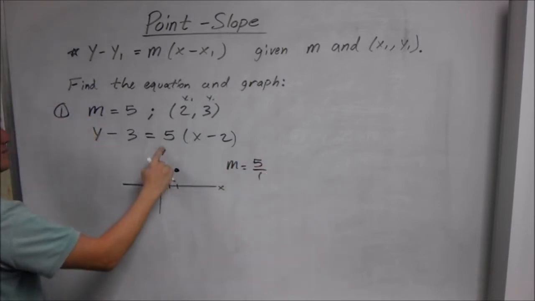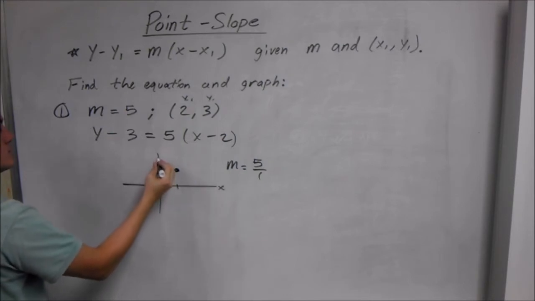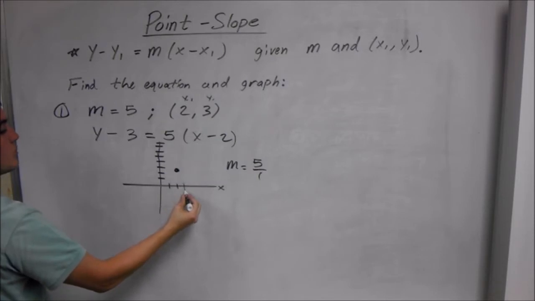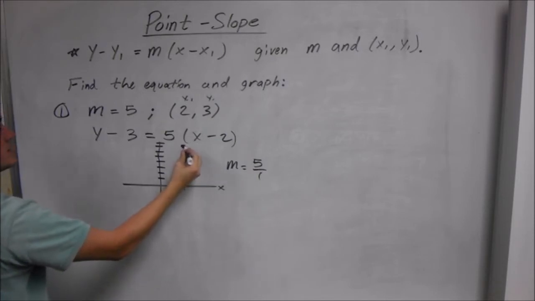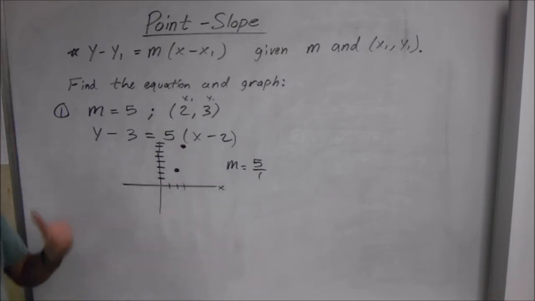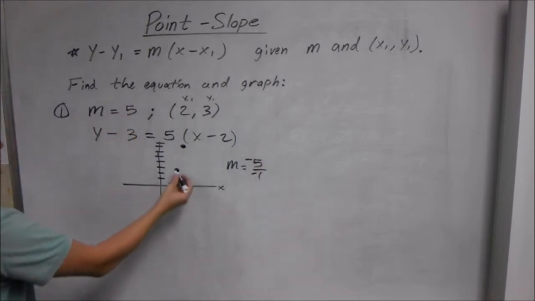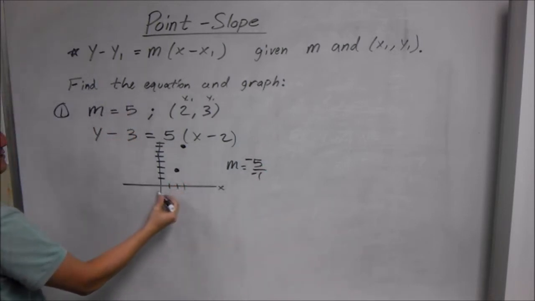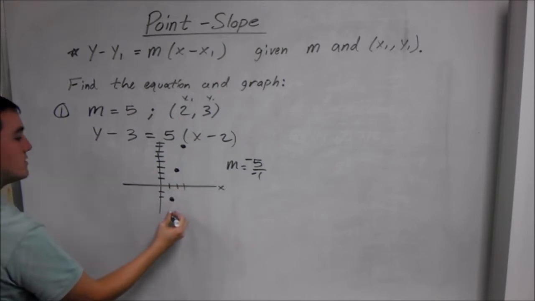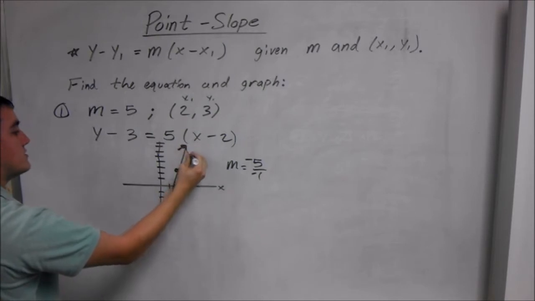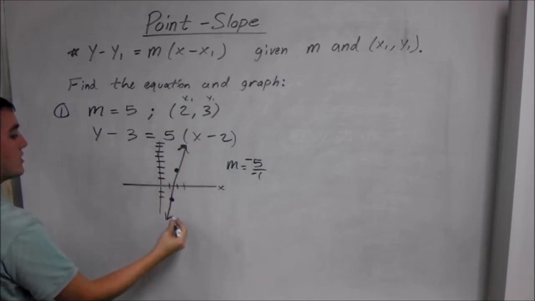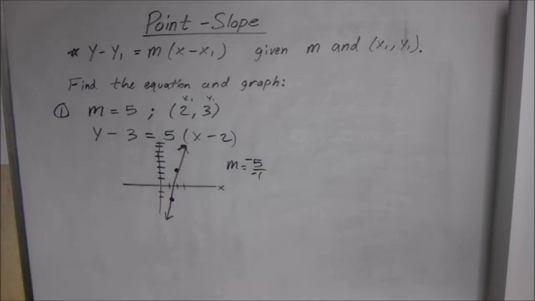So we would go up 5: 1, 2, 3, 4, 5, and over 1. So it's going to be a really steep line. And if you wanted to go the other direction, you could think about it as negative 5 over negative 1. So down 5, over negative 1 is going to be right here. So the line's going to look something like this. And it keeps going on and on forever on both sides.